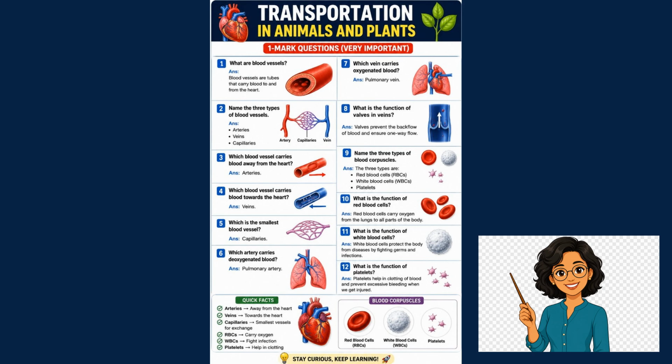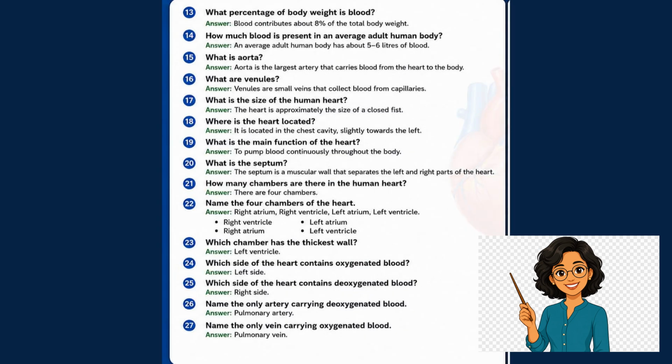Quick takeaway, arteries take blood away from the heart, veins bring it back, and capillaries are the smallest. RBCs carry oxygen, WBCs fight germs, platelets help in clotting. Now let's open up the human body and see how much blood we have, the biggest vessels, and the structure of the heart itself.